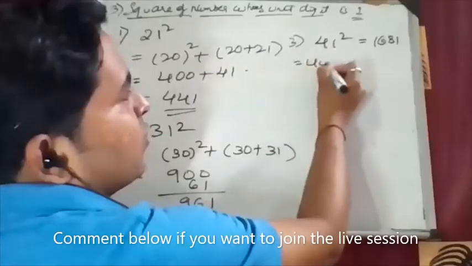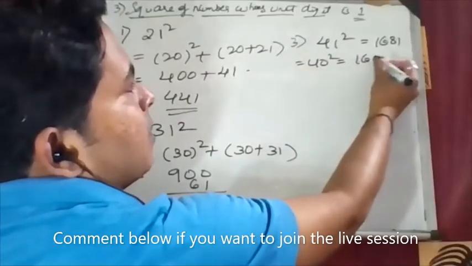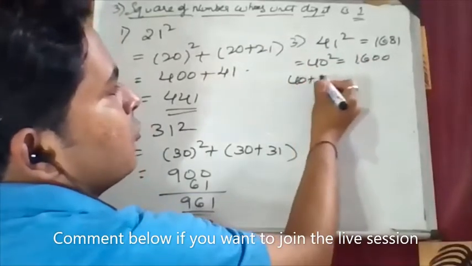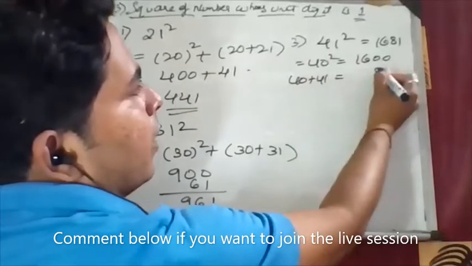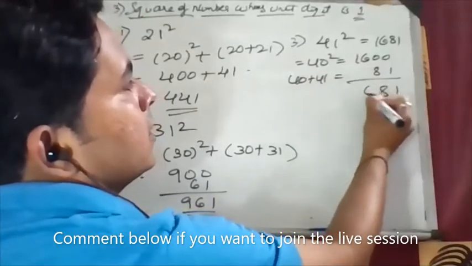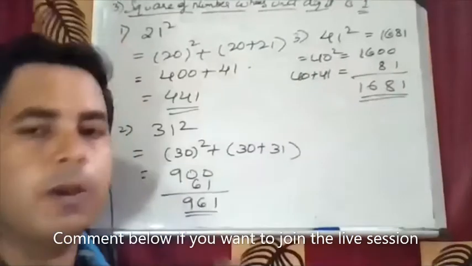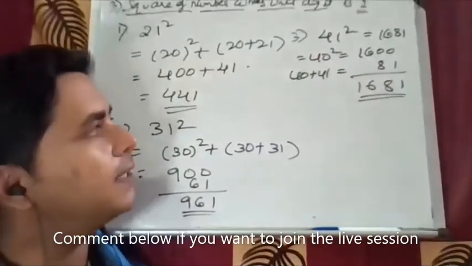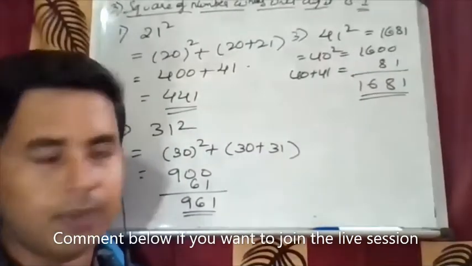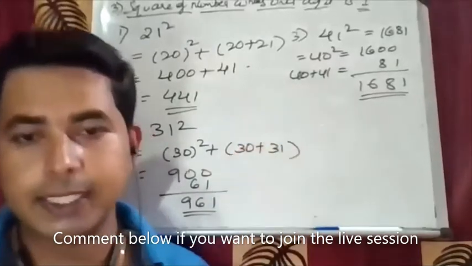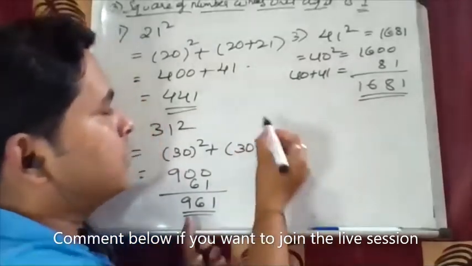How? 40 square, that is 1600. And 40 plus 41, so it is 81. So 1681 is your answer. And as I said in the beginning, sometimes they'll give a question.